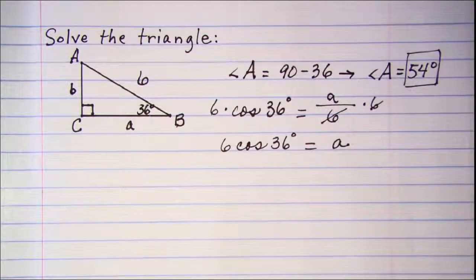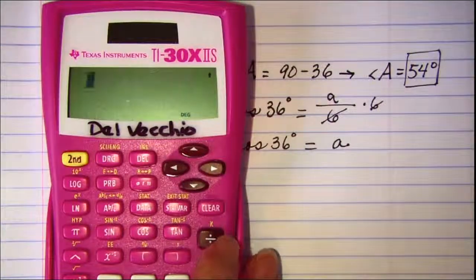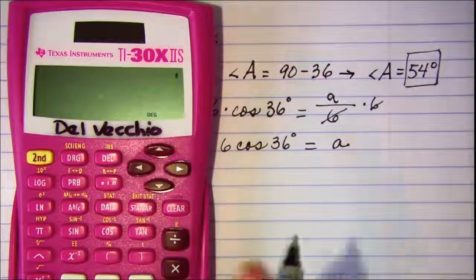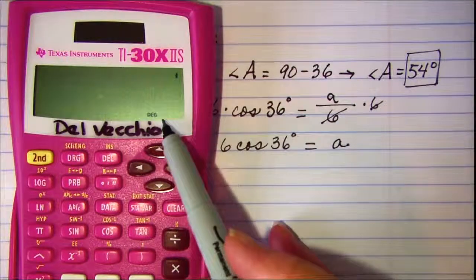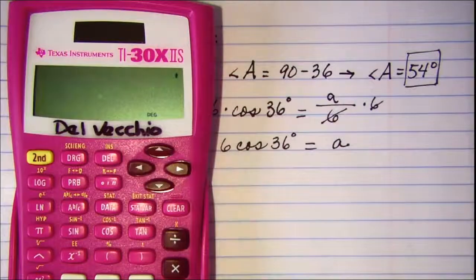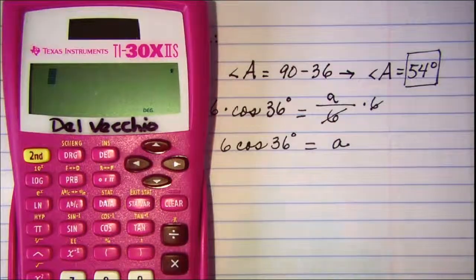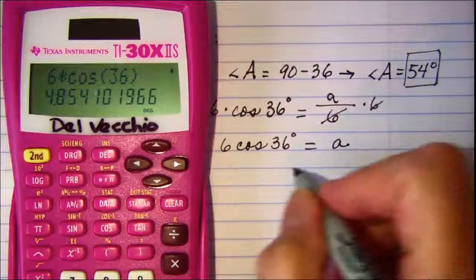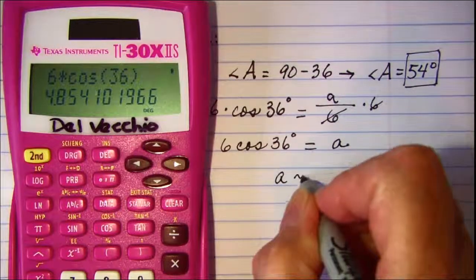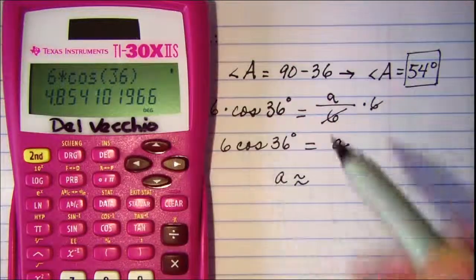Now I need to grab my calculator to do this. When you're working with degrees, make sure that your calculator shows DEG, or make sure you're in the degree mode. So I need to multiply 6 times the cosine of 36. So A is approximately 4.85.